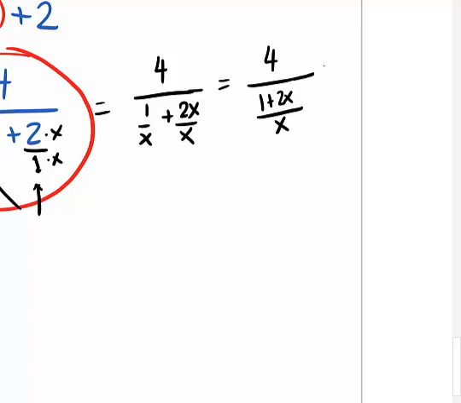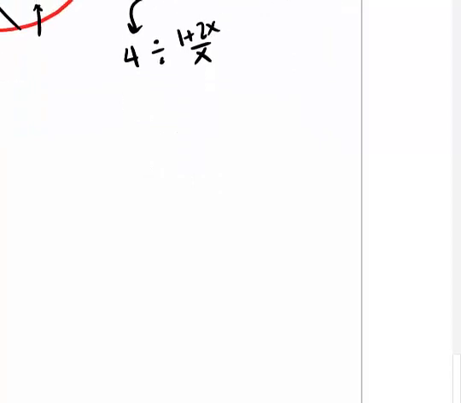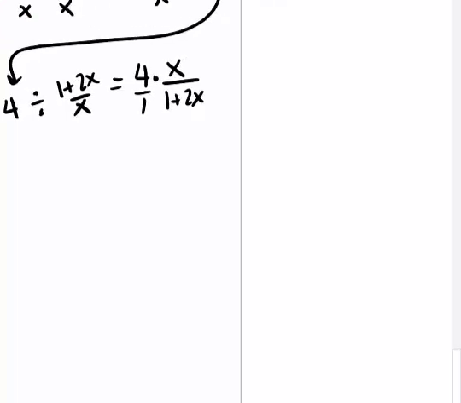And then you can think of the big fraction bar, it's 4 fraction bar over blah, as a division sign, so I'll write it now as 4 divided by 1 plus 2x over x. But if I'm dividing by a fraction, that actually means I have to flip and multiply, so that's 4 times the reciprocal of that, x over 1 plus 2x. And if I put that 4 over 1, I can multiply across. That's 4x over 1 plus 2x. There it is.